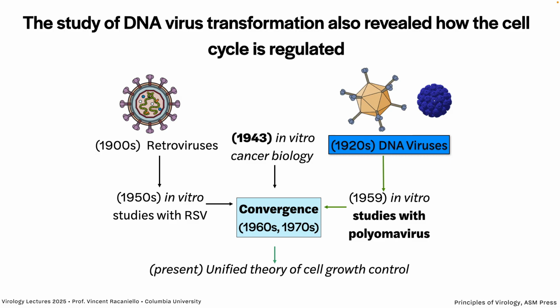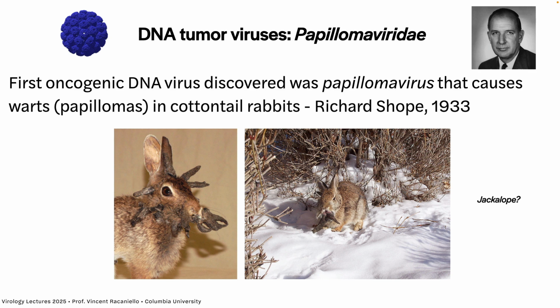All right, now on to the DNA viruses. How do they transform cells? So the first oncogenic DNA virus discovered was a papillomavirus. You know, human papillomaviruses. They are DNA viruses with a circular double-stranded DNA genome. This is related. It's a papillomavirus that causes warts. So a papilloma is a wart. This causes papillomas in cottontail rabbits. That was discovered in 1933. So these are warts on the rabbit's head and face caused by the virus.